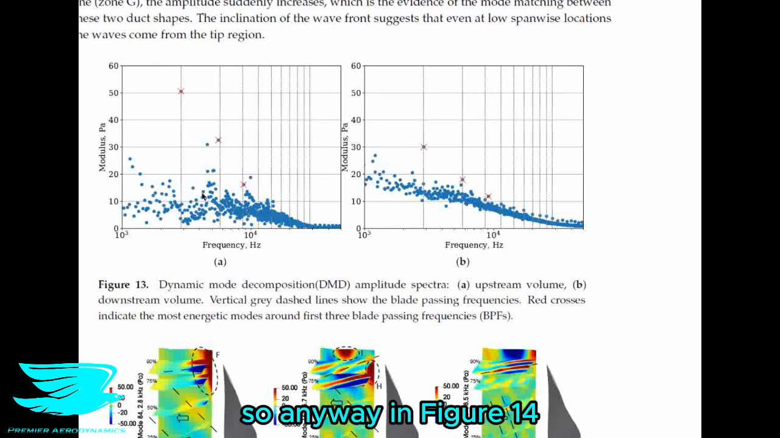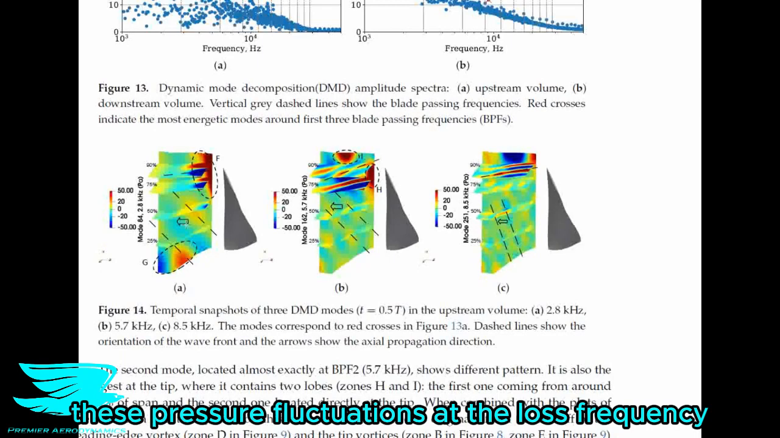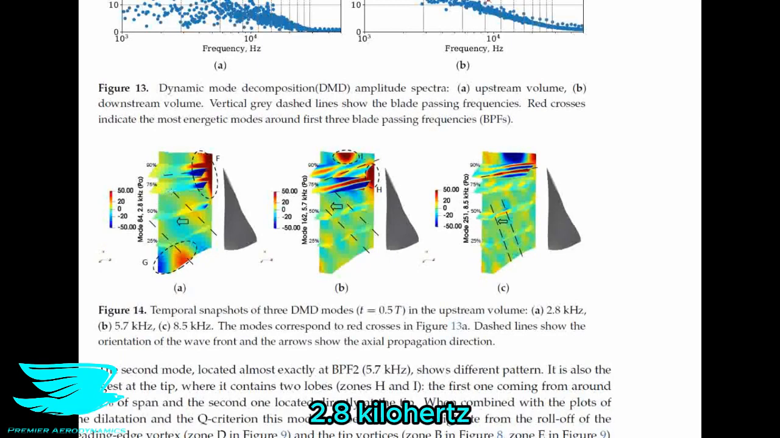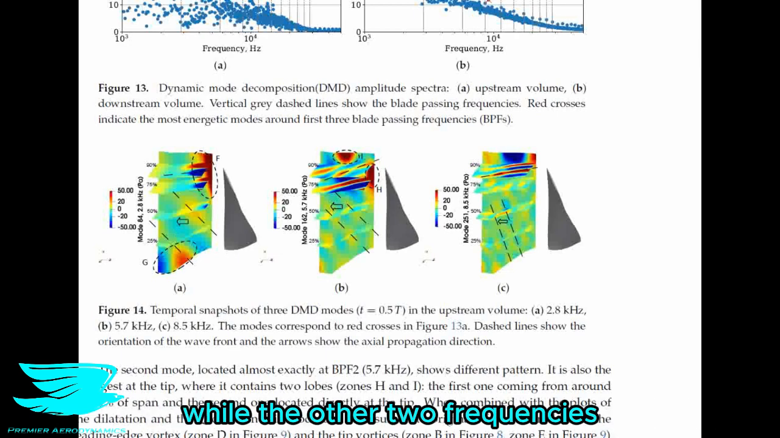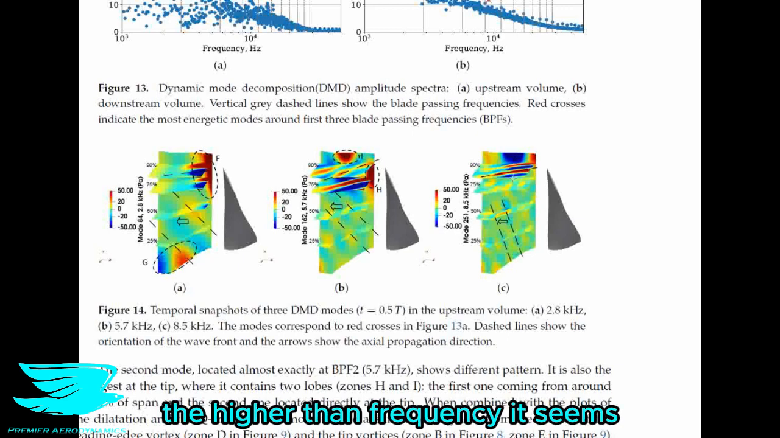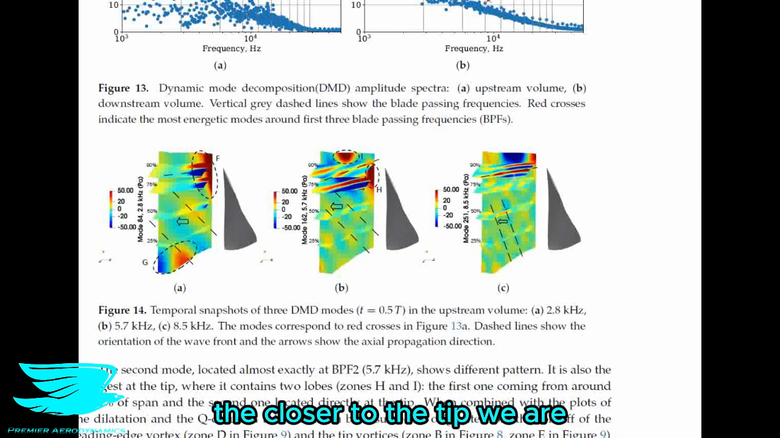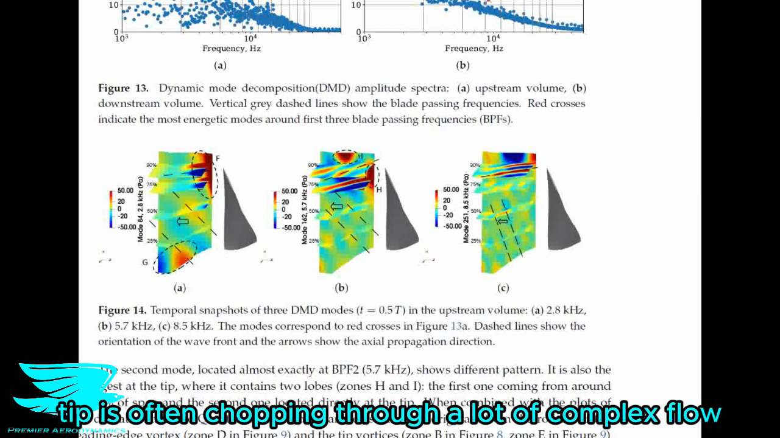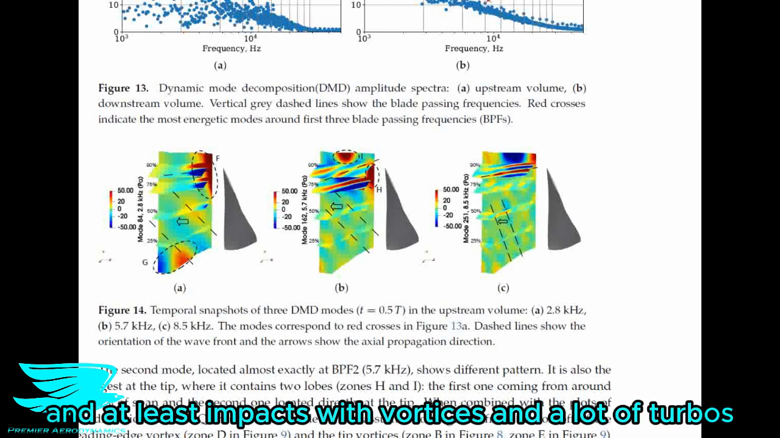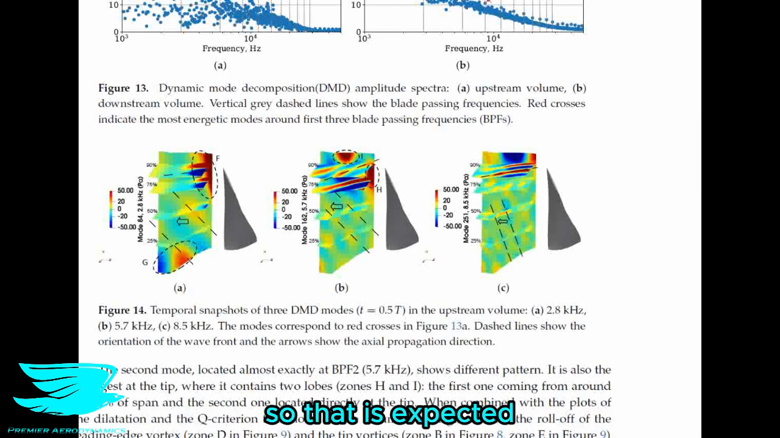So anyway, in figure 14, we see that the pressure fluctuations at the lowest frequency, 2.8 kilohertz, are coming from the blade root and the blade tip, while the other two frequencies, 5.7 kilohertz and 8.5 kilohertz, are seen more around the blade tip. So in other words, the higher the frequency, the closer to the tip we are, from what I can tell here. This makes a lot of sense because the blade tip is often chopping through a lot of complex flow, and that leads to impacts with vortices and a lot of turbulence, so that is expected.